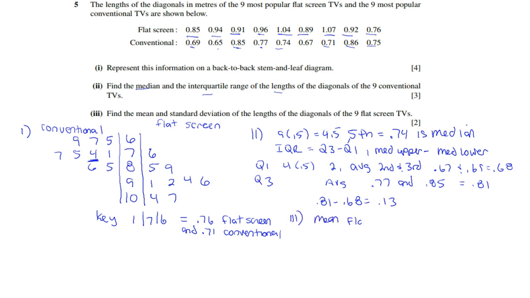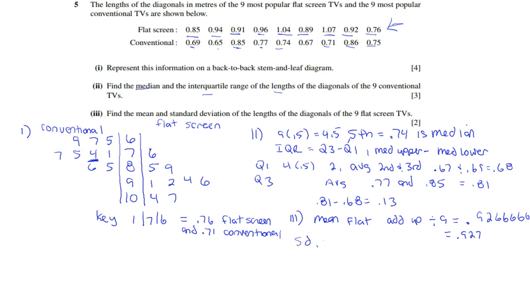Now, for number 3, it says find the mean of the flat screens and the standard deviation. And you can use your calculator for this, but really all you got to do is add them up and divide by 9. You don't have to use the ranked data. You can pull it right off the original table. And we can find the mean is 0.926666 repeating. And then we can round that to 3 significant figures.